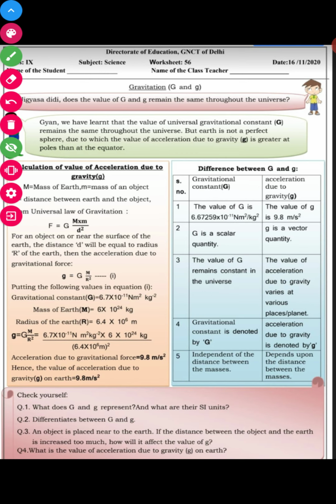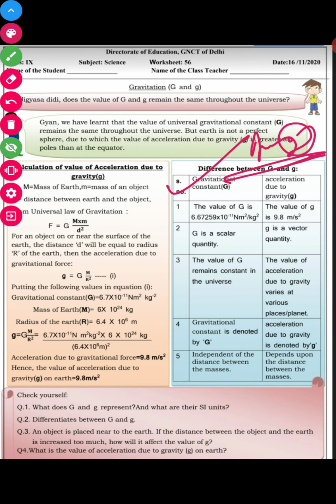Let's do the practice exercise. First, what do G and g represent? This G represents the gravitational constant, this g represents acceleration due to gravity. Their SI unit is Newton meter square per kilogram square for G, and meter per second square for g. This is the answer of your first question. Second, we have the difference between G and g. You can write the answer of this second question, the value of G and g.